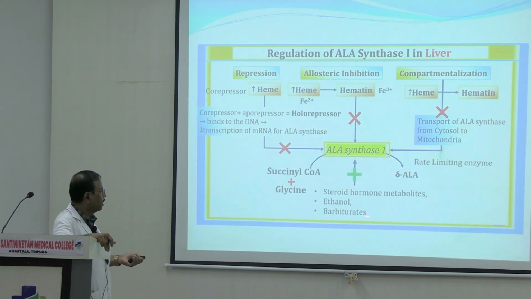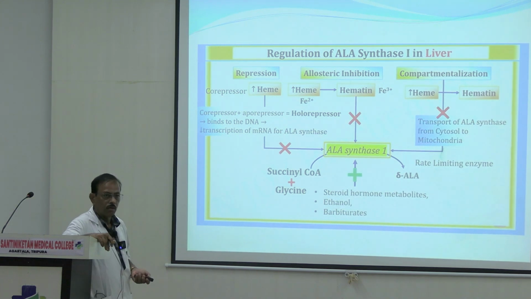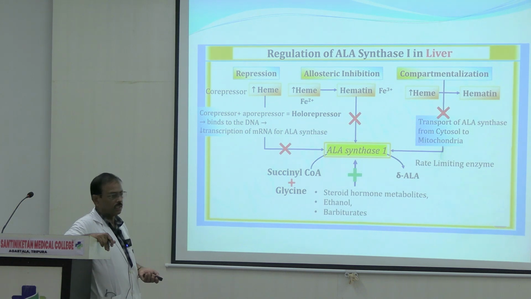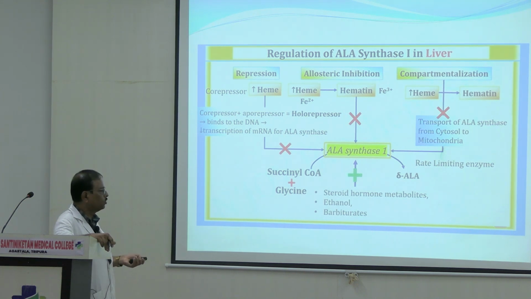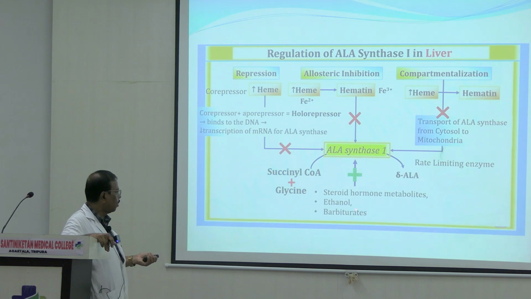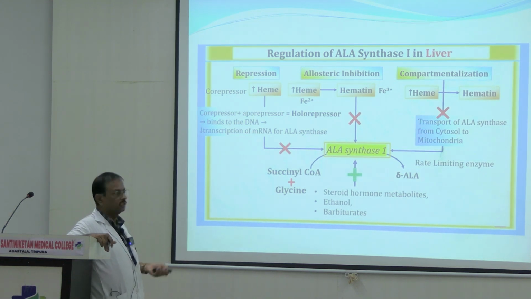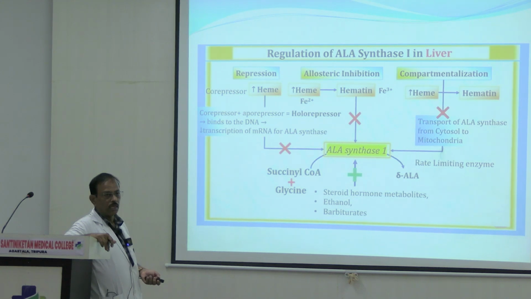There are some substances which stimulate ALA synthase activity. These are steroid hormone metabolites, ethanol, barbiturate. They increase activity of ALA synthase, thereby increasing the heme synthesis.